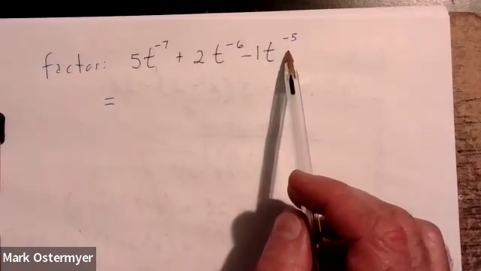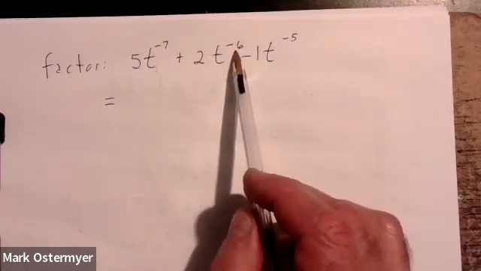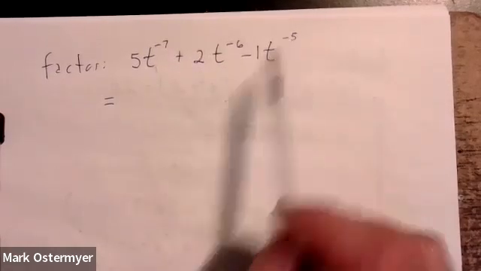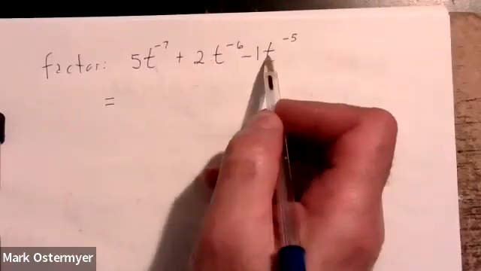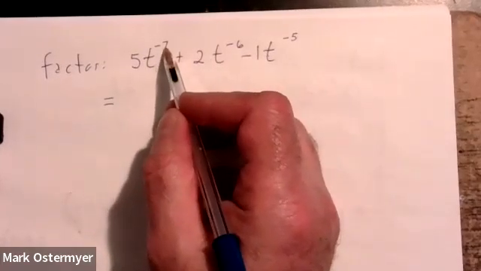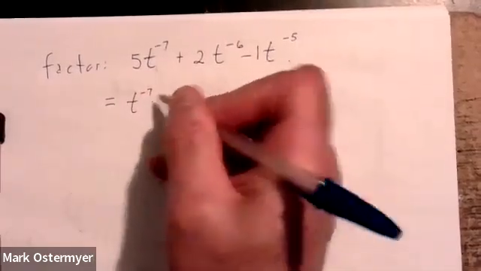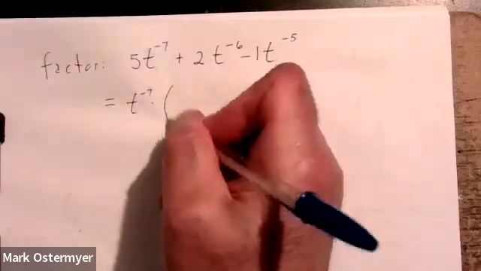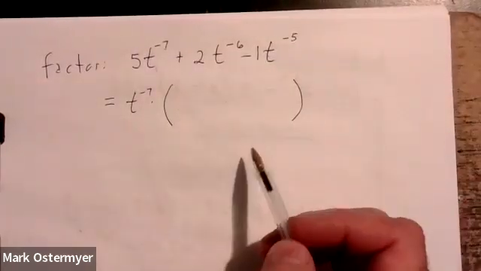So what would be the smallest exponent? Would it be t to the negative 7, t to the negative 6, or t to the negative 5 power? What would be the smallest exponent? Anybody? The negative 7 one. That's right. So we got to factor out t to the negative 7 out of each of these three terms because this is the smallest of the three exponents. So here we go. There's what we call our greatest common factor, going to be factored out of all three terms. And the question is, what do we leave behind?